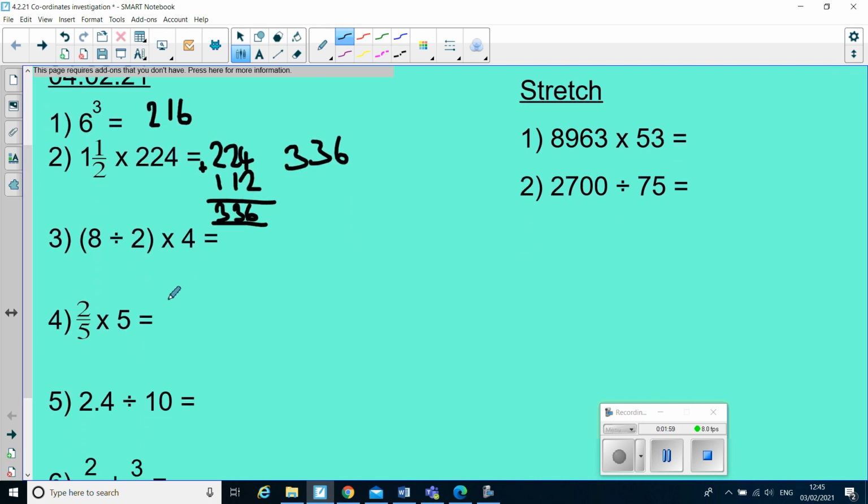Question 3 is once again a BODMAS question. I need to do the brackets first, because that's my B in BODMAS, followed by the multiplication second. So 8 divided by 2 gives me 4, and then I've got 4 times 4, which gives me the answer 16.